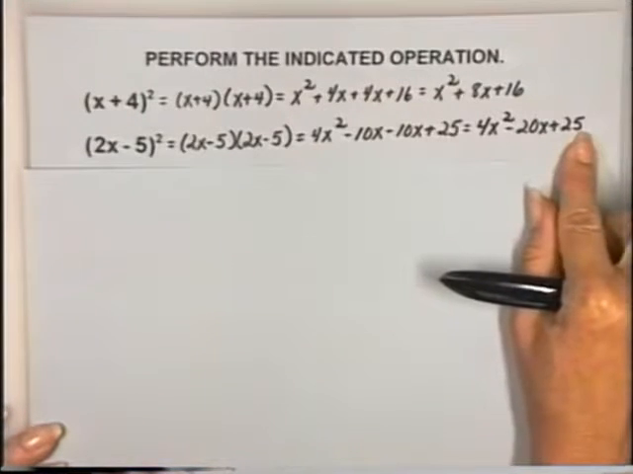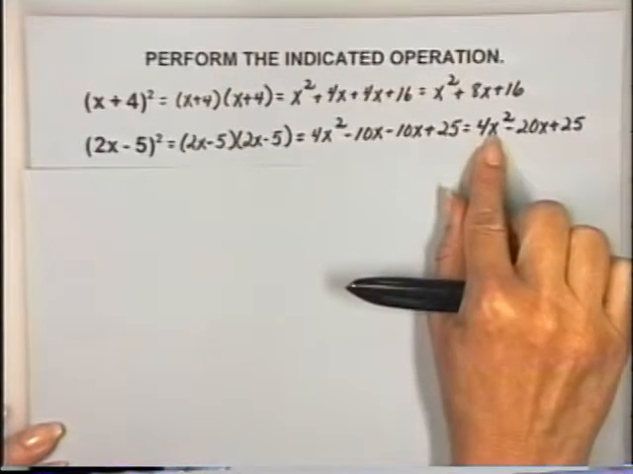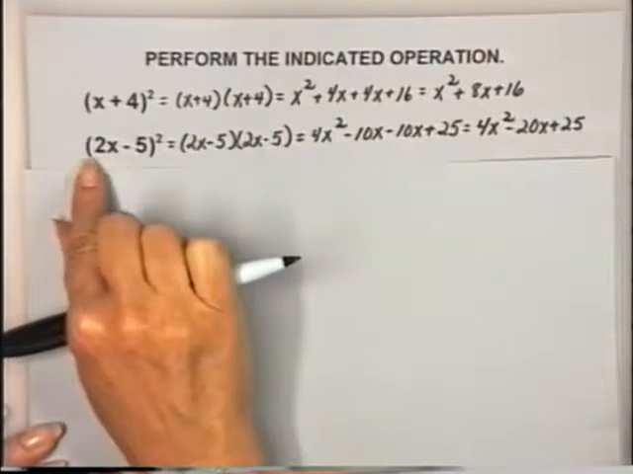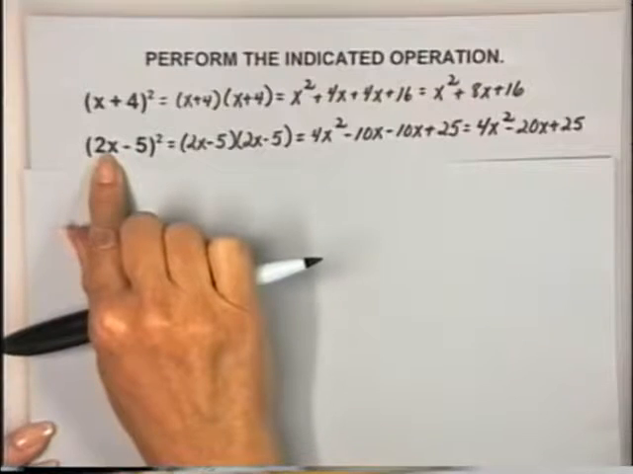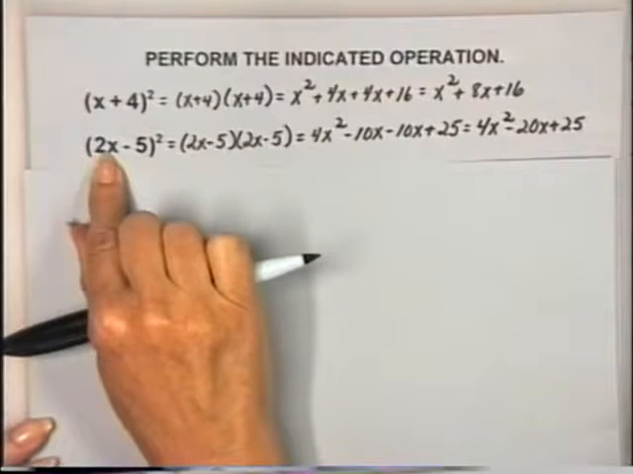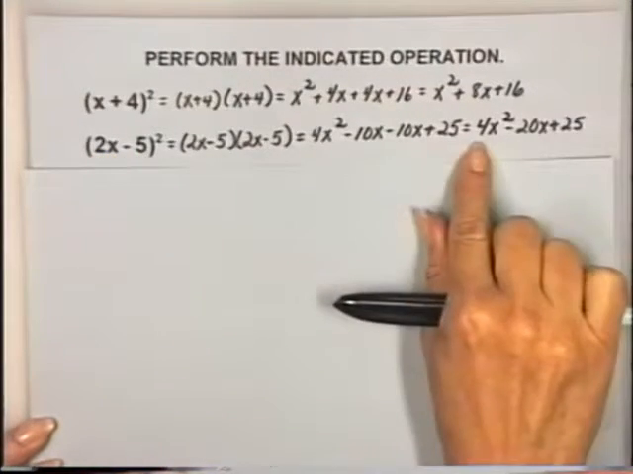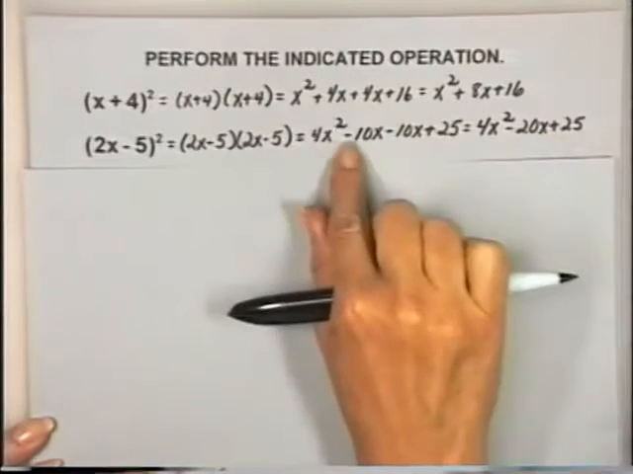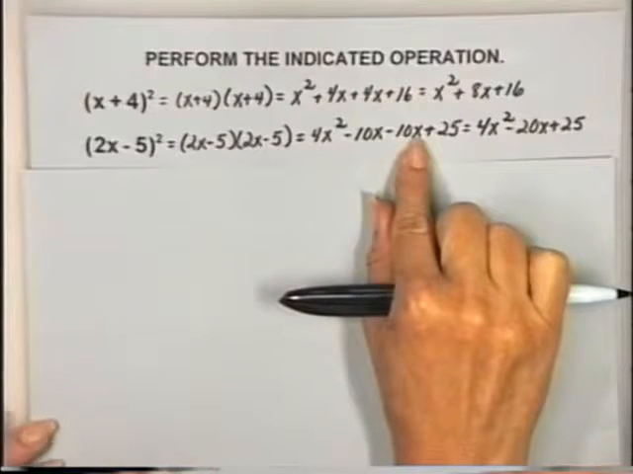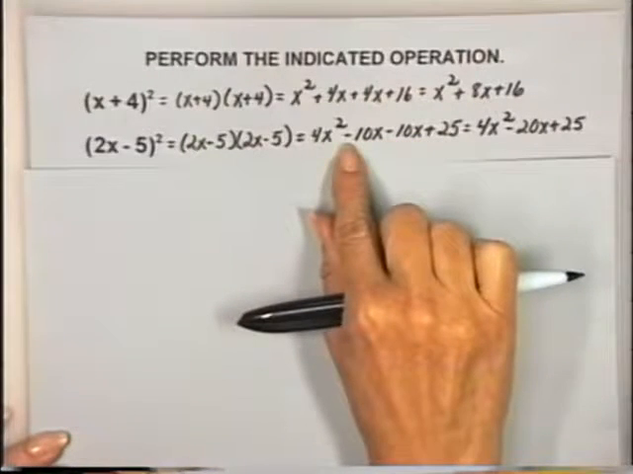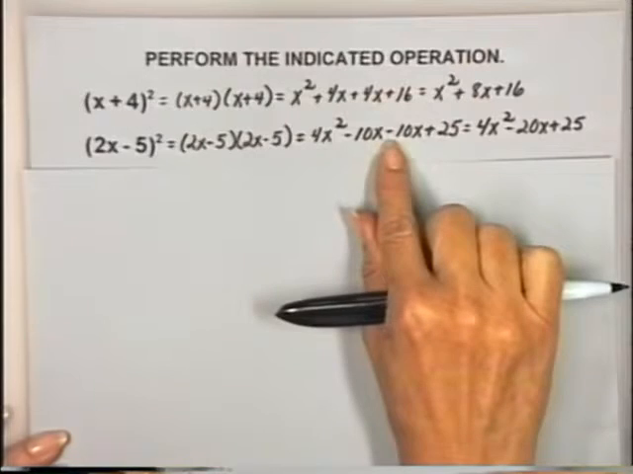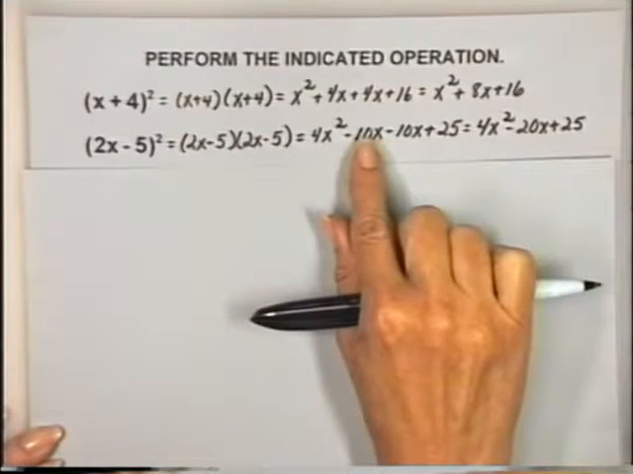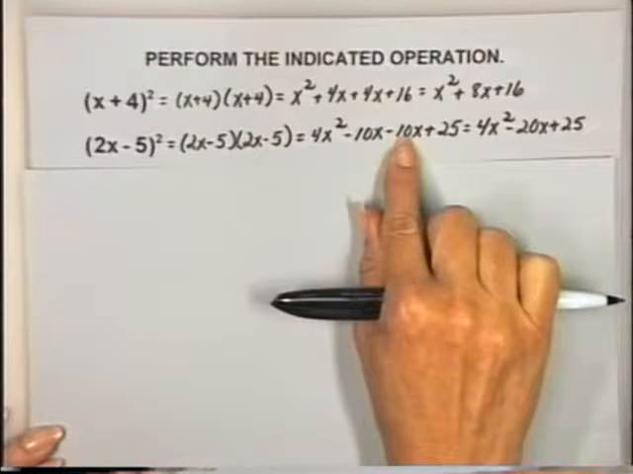Now let's look at these terms. To get the 4x squared, we said 2x times 2x. Looking at the beginning of the problem, we could have taken the 2x and squared the 2x to get the 4x squared. To get the minus 20x, we said minus 10x minus 10x. Notice the result of multiplying the outer terms is equal to the result of multiplying the inner terms once again. We have two of the same terms.